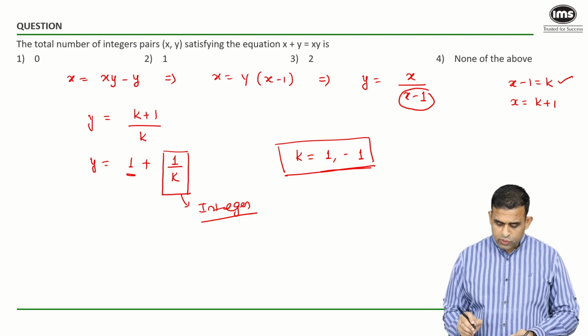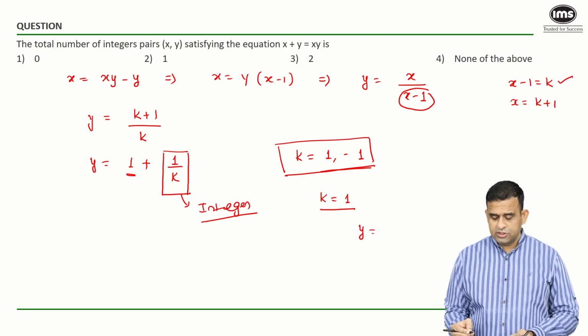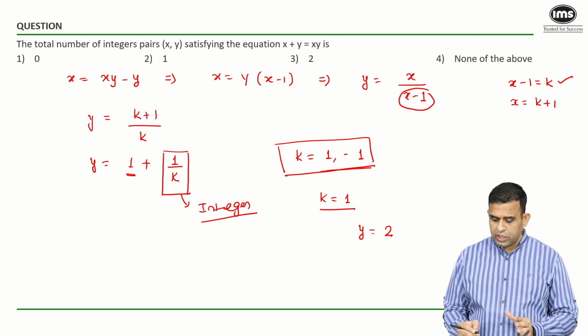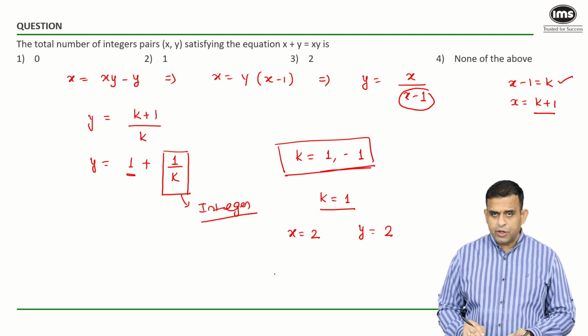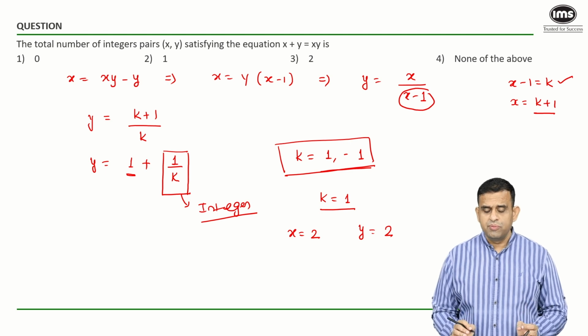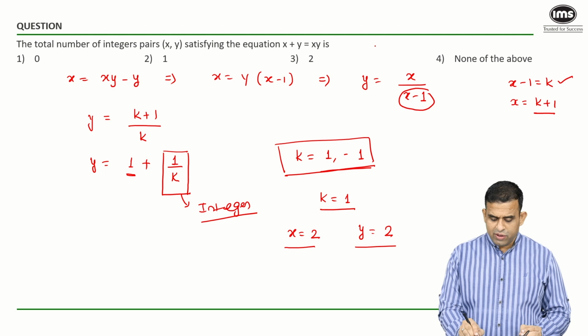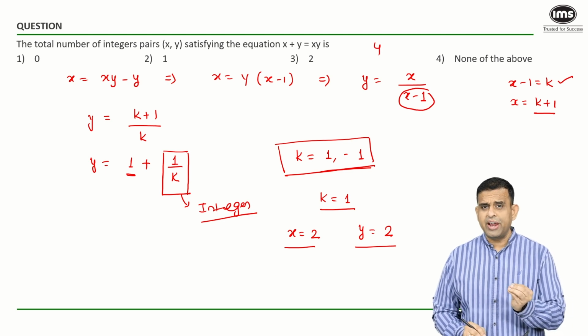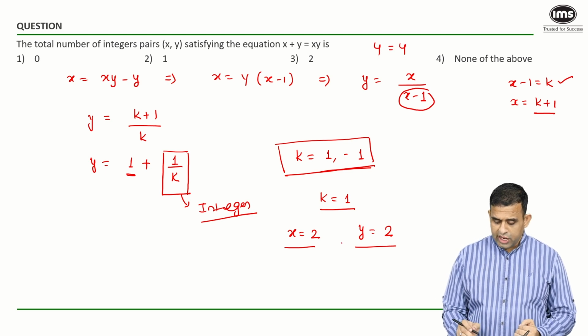So for k equal to 1, the value of y will become 1 plus 1, which is 2. And what do you think will happen to the value of x, because x is k plus 1, x will become equal to 2. And do I have any problem with this x equal to 2 and y equal to 2? You can see x plus y will become 4, and the term x into y also becomes 4 because 2 into 2 happens to be 4. It's perfectly fine. Now what about if I put k equal to minus 1?